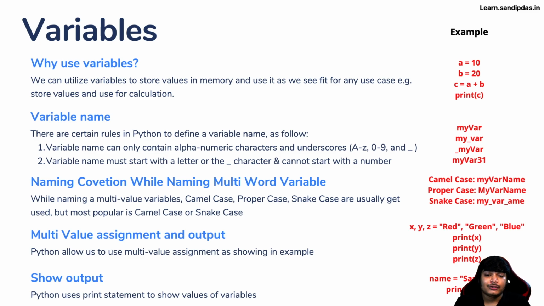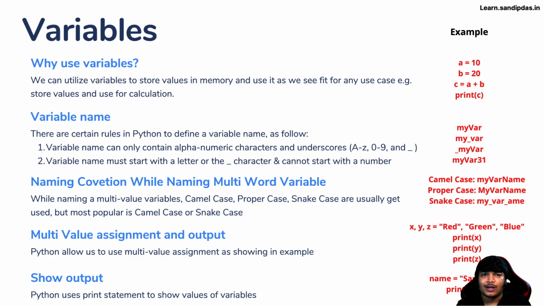Now, naming conventions while naming multi-word variables. So suppose there are long words. Okay, see this variable name. It cannot be all just simple. It will be very confusing, right? So there are multiple ways. Okay, so there is camel case, snake case, or Pascal case. The most popular ones are camel case and snake case. So always remember that part. Okay, now let's talk about multi-value assignment and output.